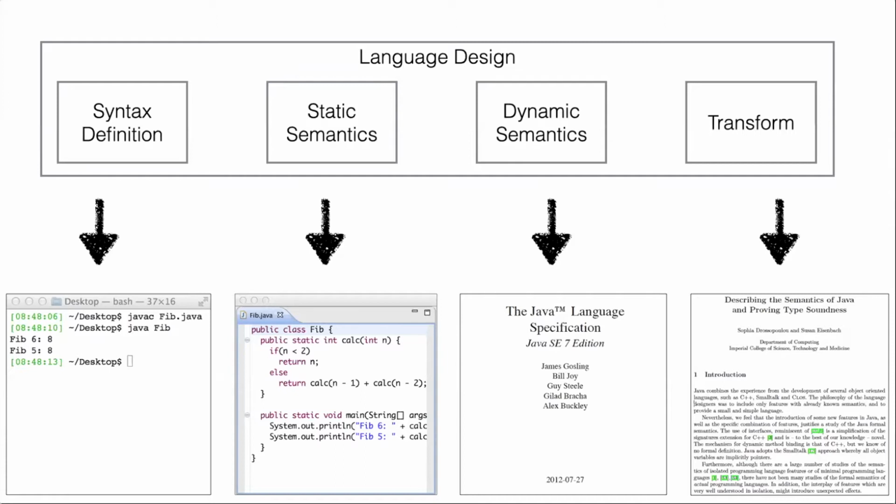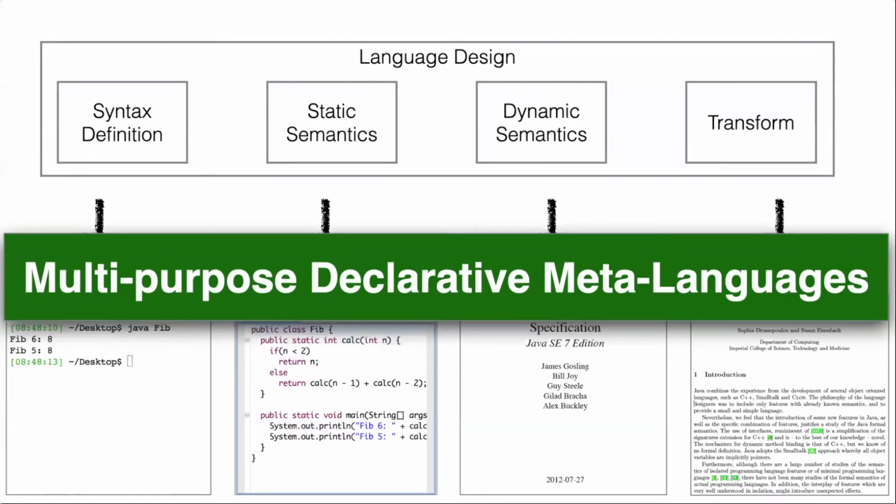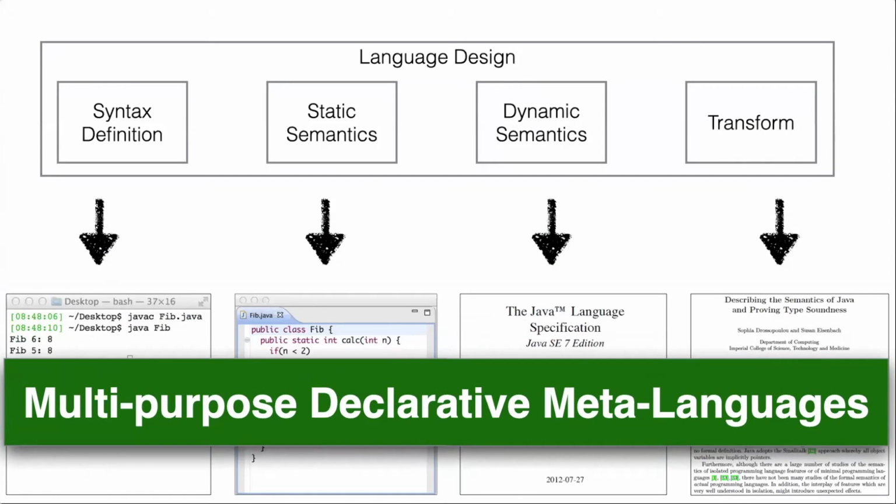And so basically, that is my research agenda. The way to achieve this is to use multi-purpose declarative meta languages. Meta languages are languages to describe languages. They're meta, right? They're about languages. They're declarative in the sense that they abstract from implementation concerns and they're high level. And they're multi-purpose. So you should be able to derive a parser, but also a syntax definition for documentation.